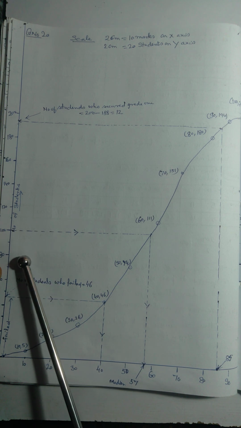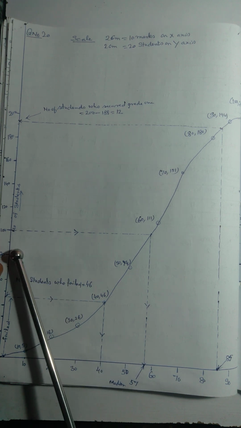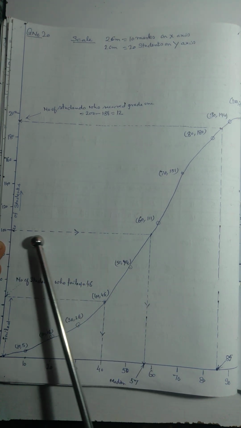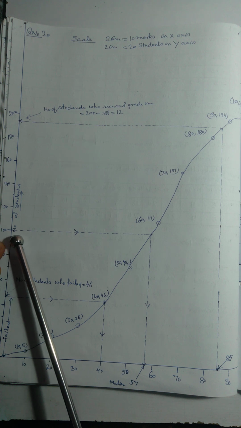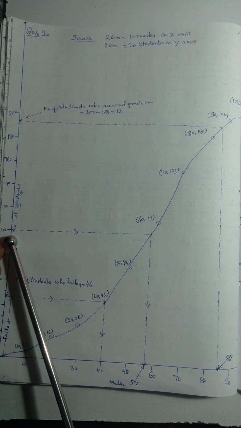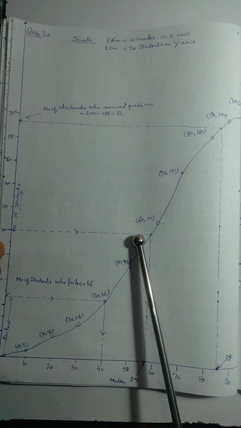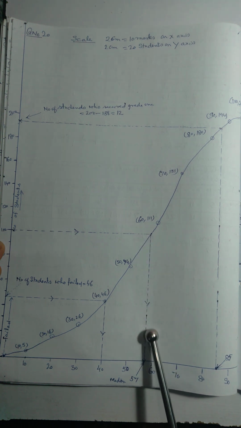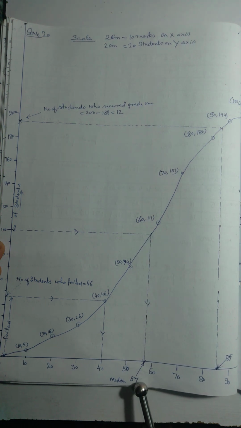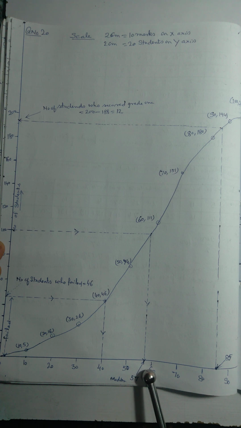First of all you see the n by 2. That is n by 2 means we have to find that is 100. Locate it on the y-axis. Draw a line parallel to the x-axis. From here you drop a perpendicular. So median will be your 57 as per the graph.